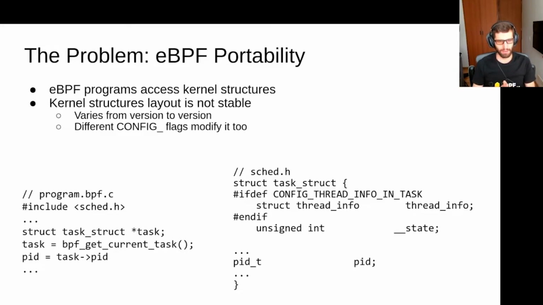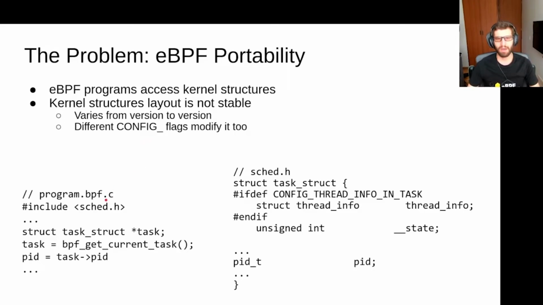The problem here is that the layout of those kernel structures is not stable. So it could happen that from one version to the other, the name of a member inside a structure is changed. It could happen that there is a new member introduced at the beginning of the structure, and there are many different cases where the layout of a kernel structure from one version to another could change. Even worse, if we are running the same kernel version, it could happen that we compile the kernel with different configuration flags, and in this case, the layout of those structures is also different.